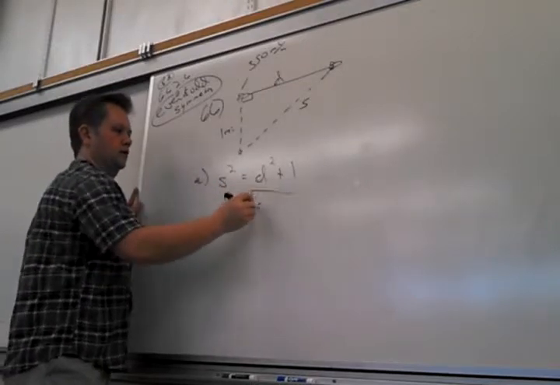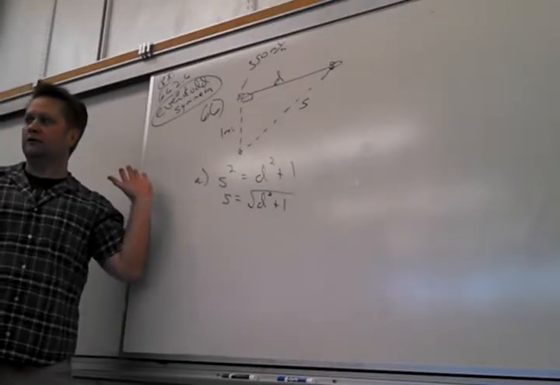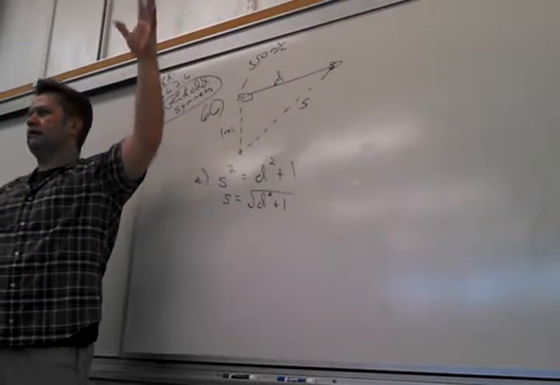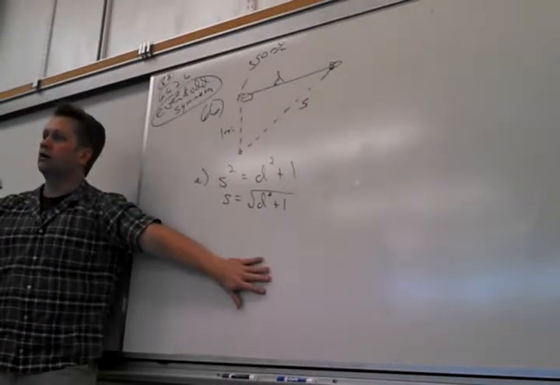So what's S? Radical D squared plus 1. Why do I have to put plus or minus? Because S is a distance. It's a length, right? So I need it to be positive, or else the plane has gotten sucked into some kind of vortex. Would you keep D squared?